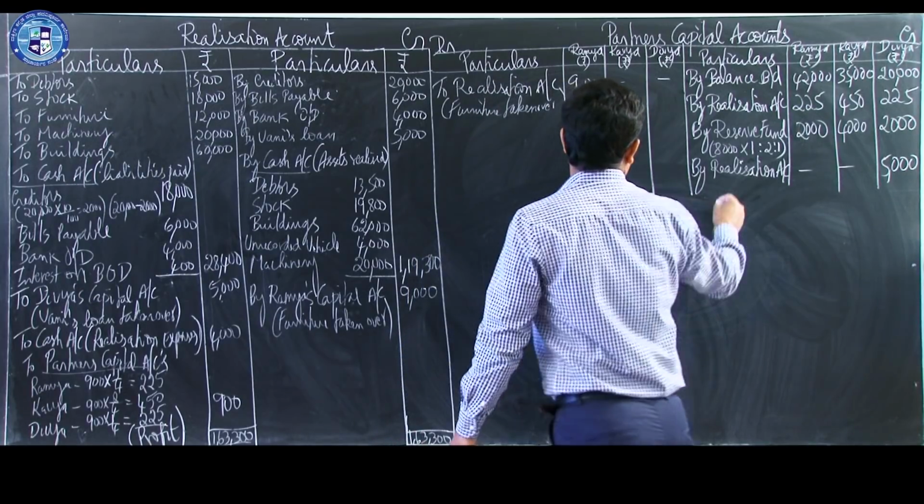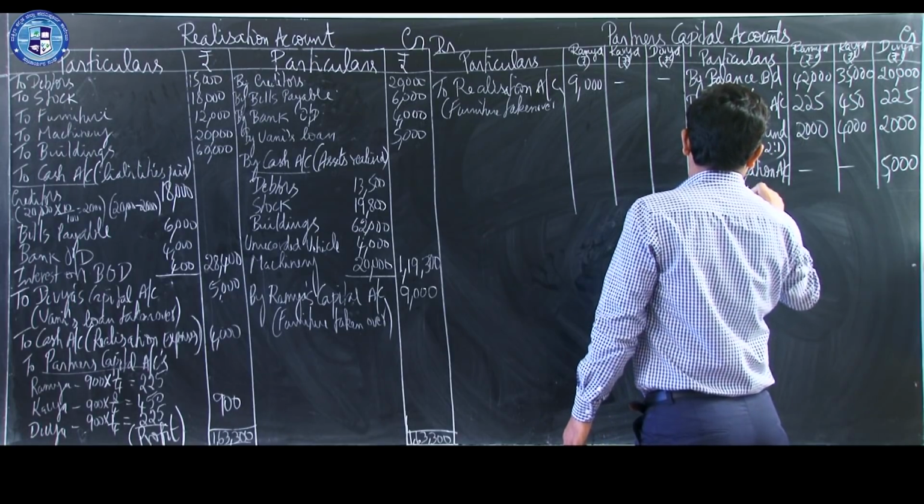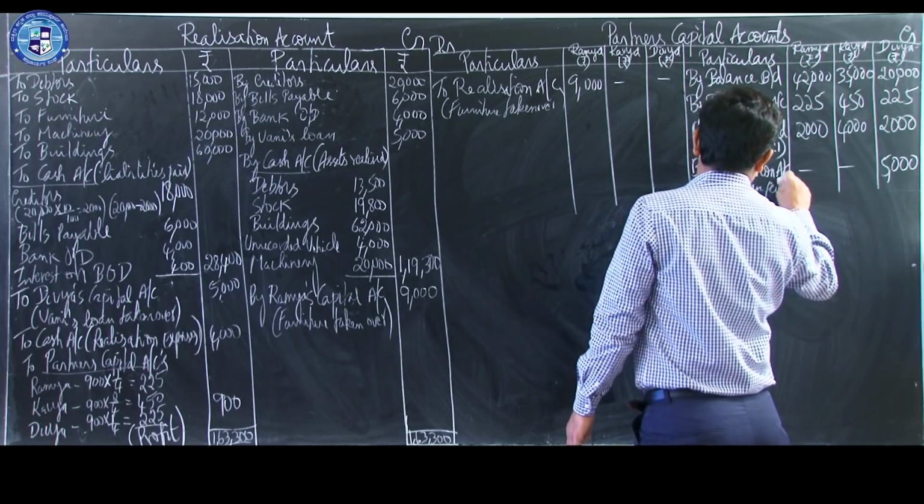Here, if you want, you can write what this is for. One is loan paid, or liabilities taken over also you can write.